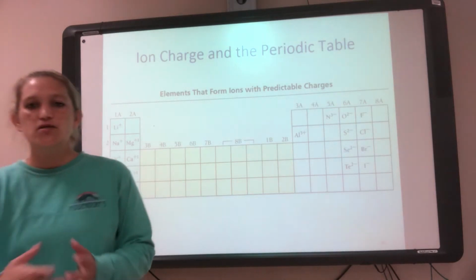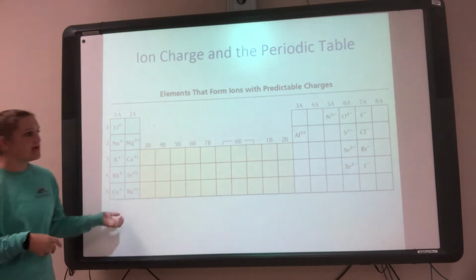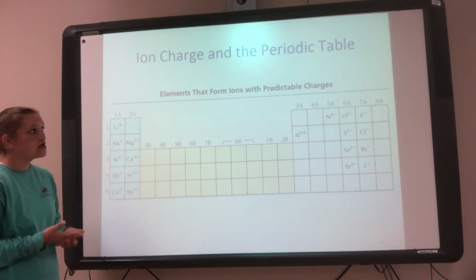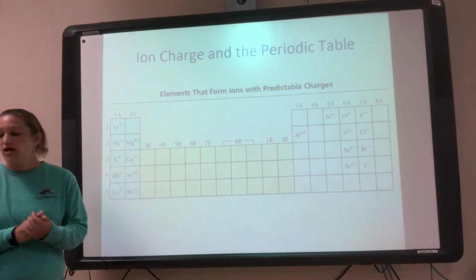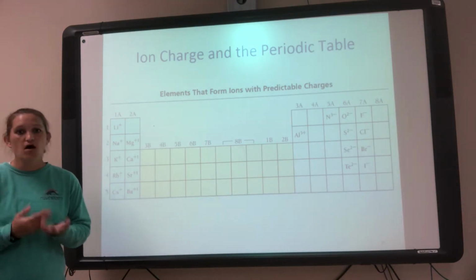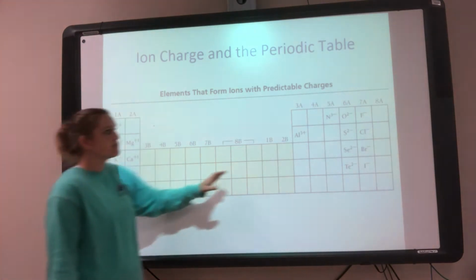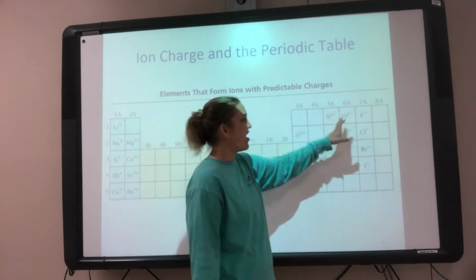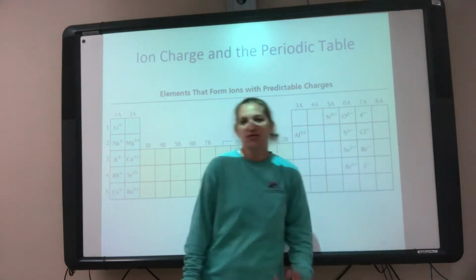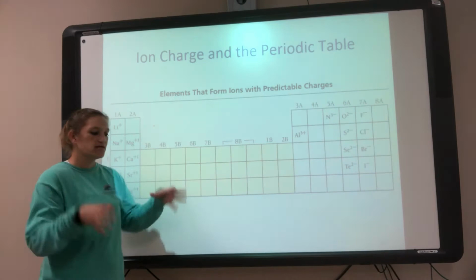So the next trend we're going to talk about is the ion charge. If I look at the periodic table, I can predict what charge the ion is going to have. Now remember, this actually matches up with my valence electrons. So we talked about column 1 having 1 valence, 2 valence, 3, 4, 5, 6, 7, and 8 valence electrons. So it actually kind of ties in to how many valence electrons I have.